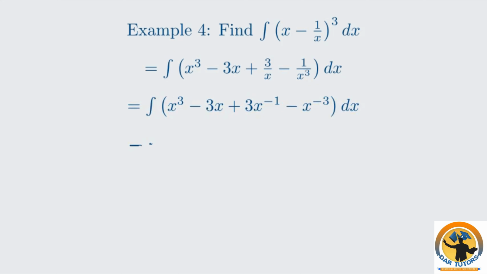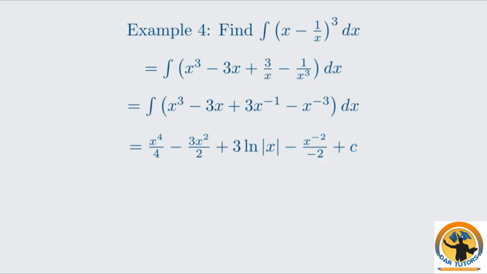The integral of x cubed is x to the 4th over 4. The integral of 3x is 3x squared over 2. The integral of 3x to the negative 1 is 3 times the natural log of the absolute value of x. And the integral of negative x to the negative 3 is negative x to the negative 2 over negative 2.